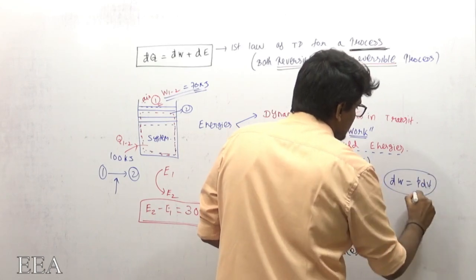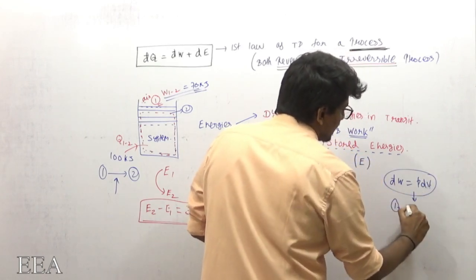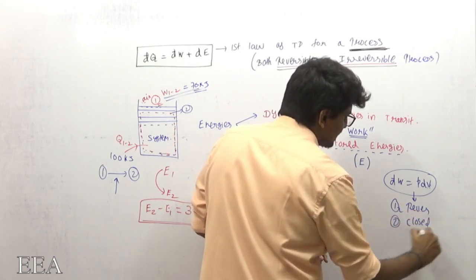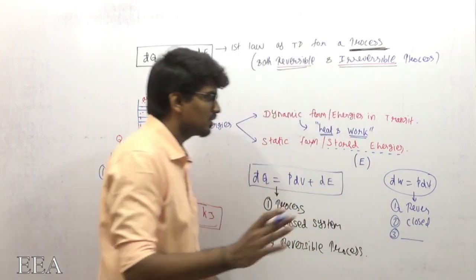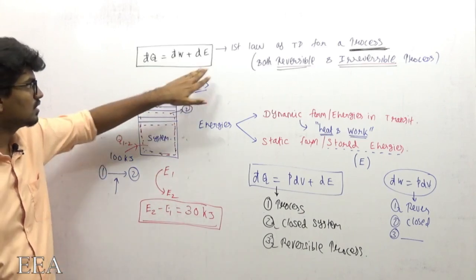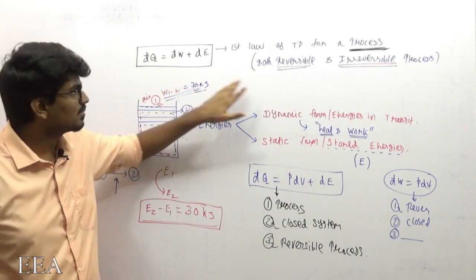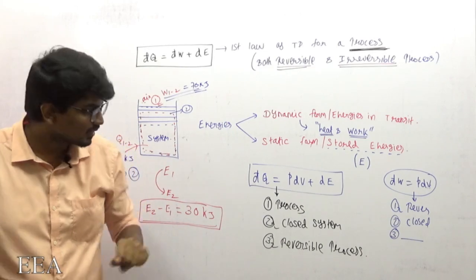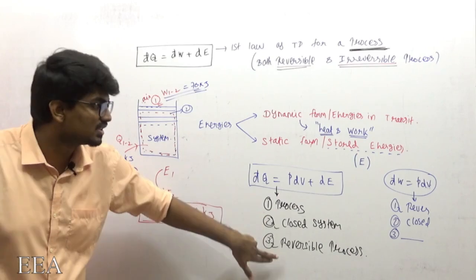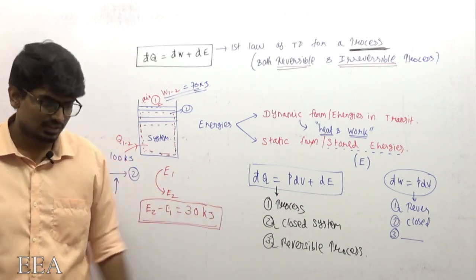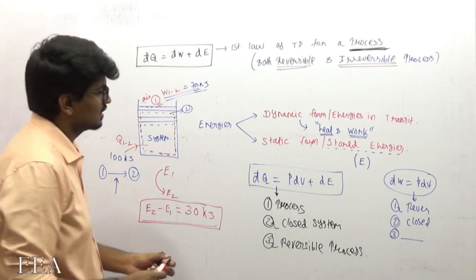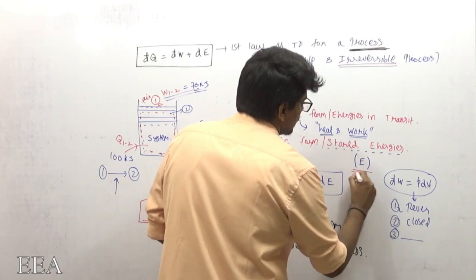What are all the assumptions of this particular equation? One, the process has to be reversible. Two, closed system. And three, obviously the work should cross the boundaries. The earlier equation is also the first law of thermodynamics for a process, and can be applied to both reversible and irreversible. This one can be applied only to a closed system undergoing a reversible process. That's it. Now we will talk more about this stored energy.